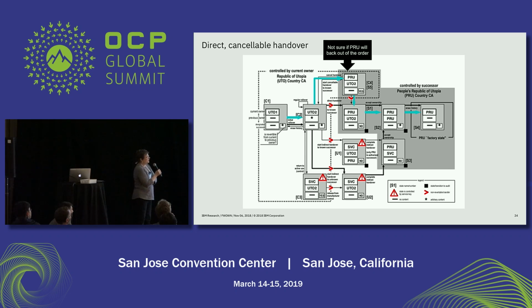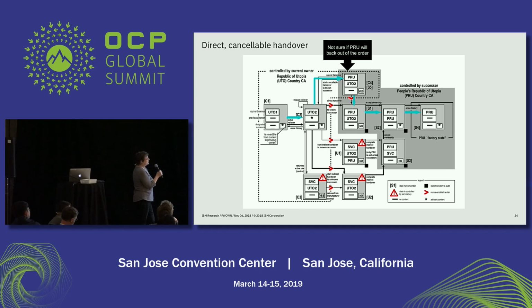This chart shows pretty much all of the possible transfers that you can imagine. And the green arrow shows just one of the flows. So in this case, on the left, we have one owner who's the manufacturer, the Republic of Utopia. And the successor owner is the People's Republic of Utopia.